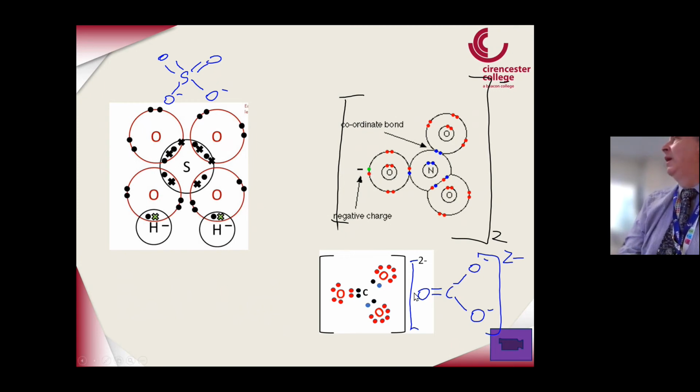Okay, and then we can also have a look at carbonate. Here's carbonate, we've got 4, carbon's got 8 electrons, that's happy. Nitrogen's got 8 electrons.